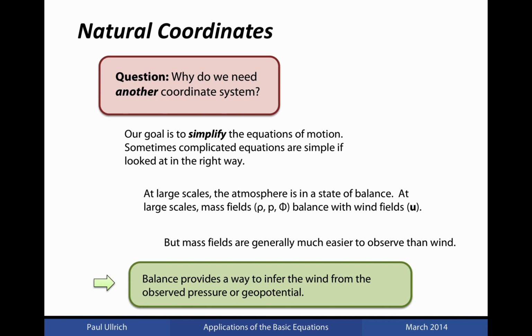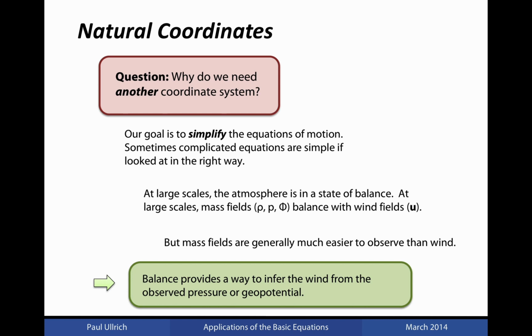For something like the very generic horizontal wind equations, it can be very difficult to untangle how exactly fluid parcels are moving around in response to the various forces that they're experiencing. And so with natural coordinates, we're going to be able to reduce those three horizontal equations of motion to a single equation of motion that we can then analyze in the context of balanced flow.